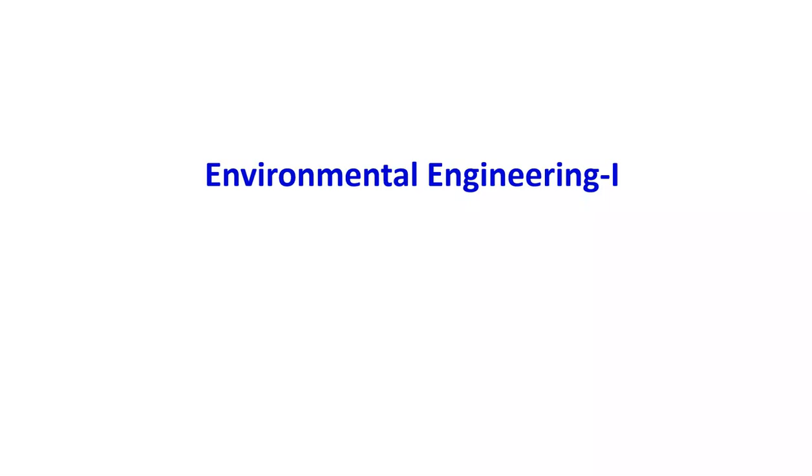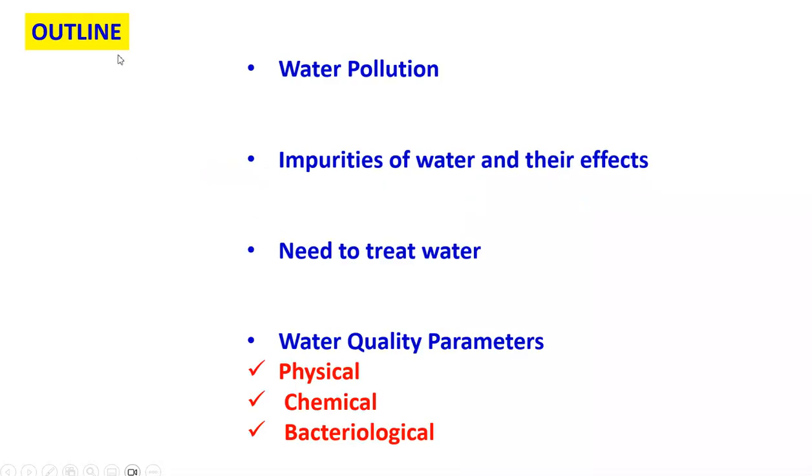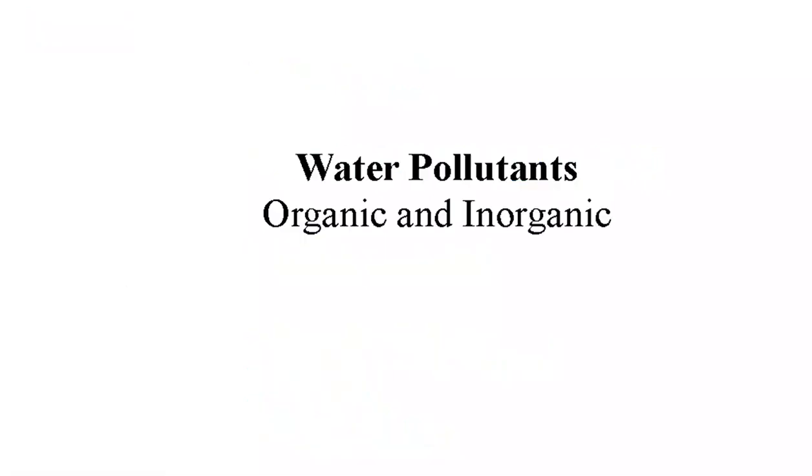So, this is a continuation of environmental engineering part 1. This lecture will cover water pollution, impurities of water, and their effects, need to treat water, and water quality parameters, which includes physical, chemical, and biological. First, we have water pollutants, which may be organic or inorganic.